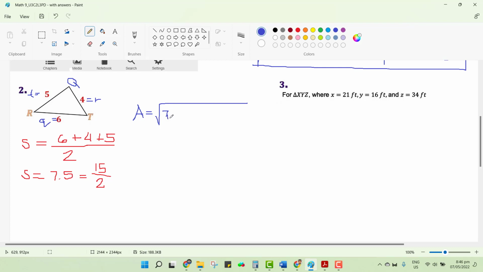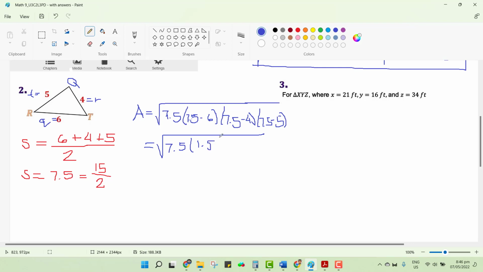So we have here 7.5 times 7.5 minus 6, it's up to you which side you would like to write first, because multiplication is also commutative. So you could have 7.5 minus 6 times 7.5 minus 4. And lastly, you have here 7.5 minus 5. So you will have here the product of 7.5 times, 7.5 minus 6 is 1.5. You will have here 3.5, and you will have here 2.5. Okay, let me check. 2.5, 3.5, correct. 1.5, yes, that's correct. And then 7.5 here.